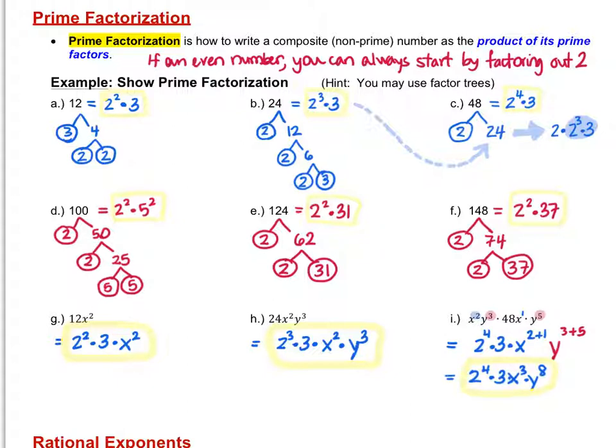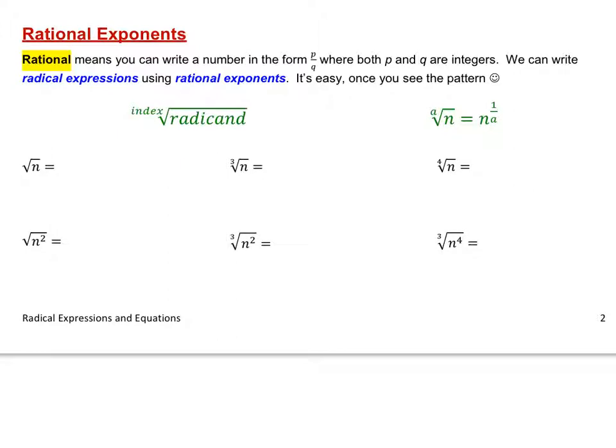Let's take a look at the next topic, rational exponents. The word rational has the root in it ratio, and a ratio is when you can write a number in the form p over q, where both p and q are integers. It's a really fancy way of saying fraction. And we can write or rewrite radical expressions using rational exponents. A very smart sounding sentence, but when you see how easy it is, you're really going to understand the pattern.